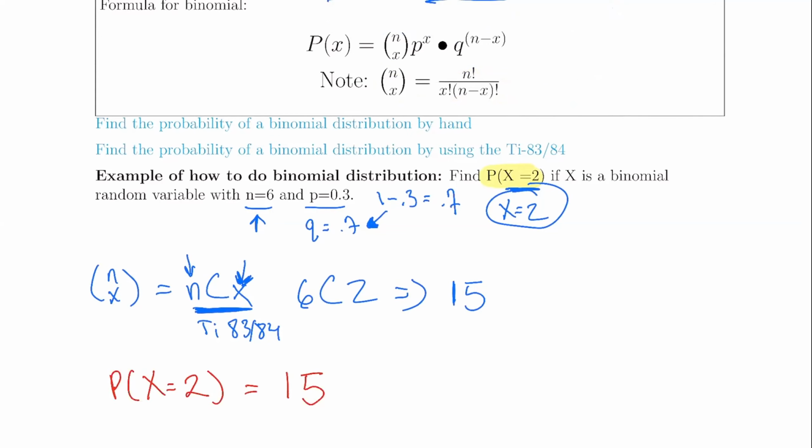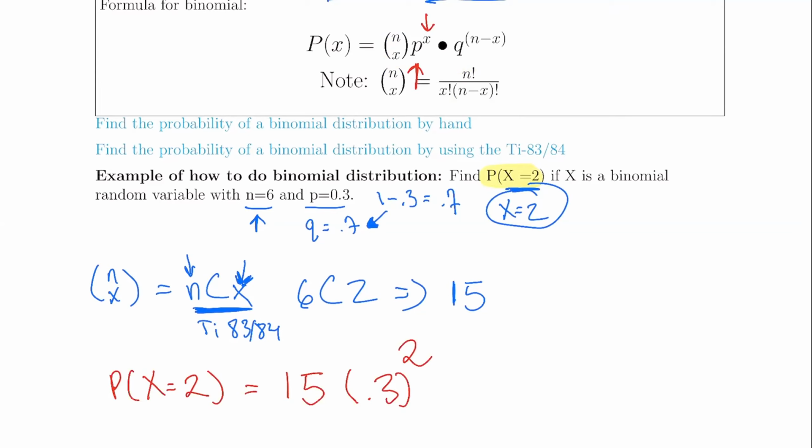All right. So if you look at the next thing, it is our P. So we put P, which is 0.3. And then if you look at it, we want X, which is 2. So you go 0.3 to the second power. The 0.3 to the second power represents that we want 2 successes. So that way we say 0.3 to the second power because we want 2 successes.